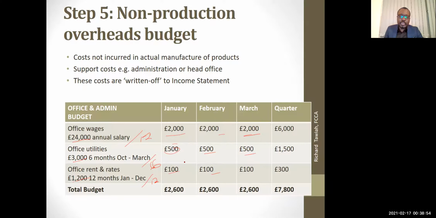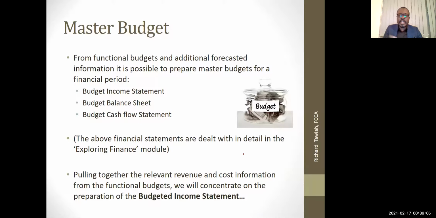So add all the non-production overheads, we get 2,600, 2,600, 2,600, summing up to 7,800 for just the first quarter in terms of producing these two products. Okay, so we then have the master budget, which is more or less an income statement. We can still prepare a balance sheet from this and a cash flow. So the master budget looks at consolidating these into a form of an income statement.